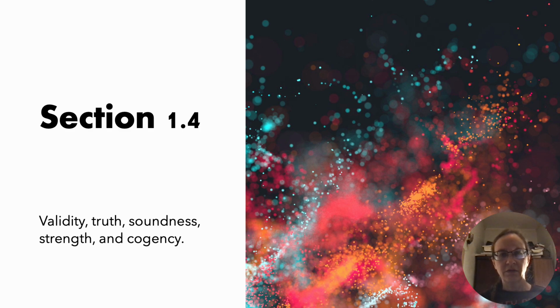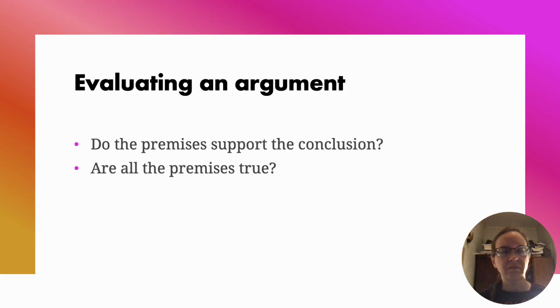So now we know what an argument is, and we have distinguished an argument from a non-argument. So now we are going to talk about how to evaluate an argument finally, or at least begin to. Basically, if you're evaluating an argument, you want to know two things. Do the premises support the conclusion, and are all the premises true? That's the simple way to put it.